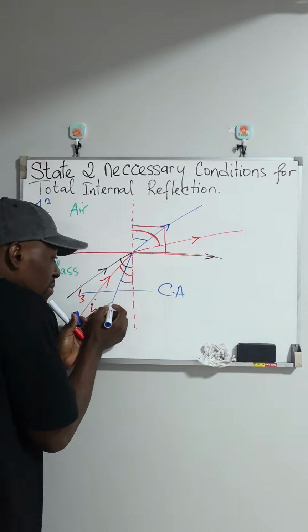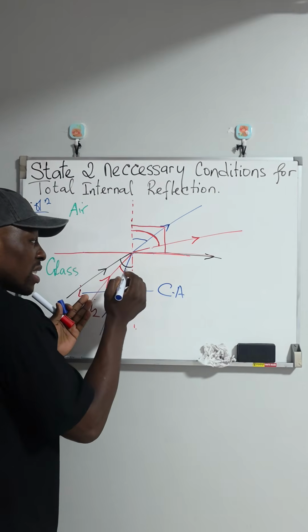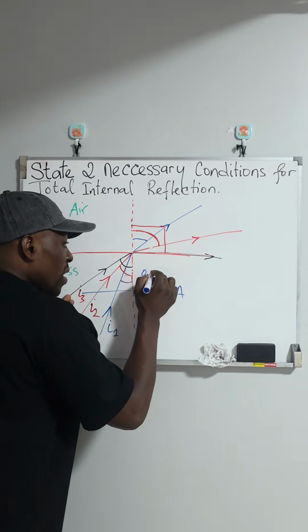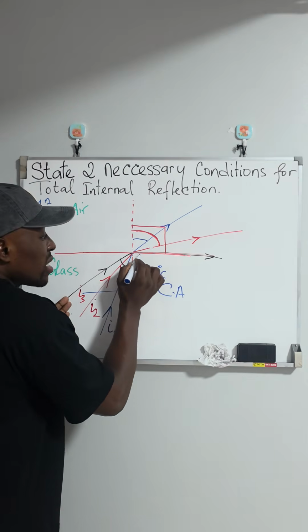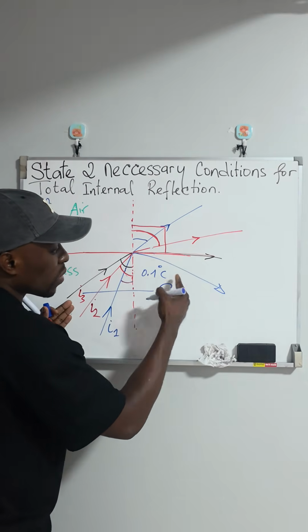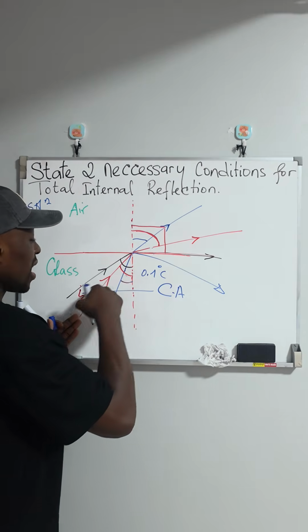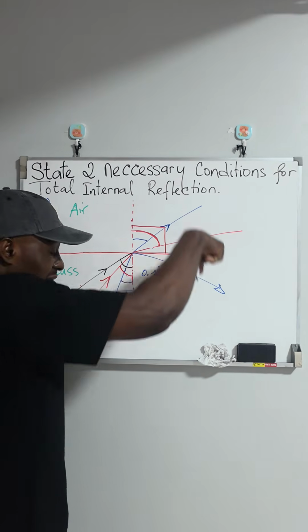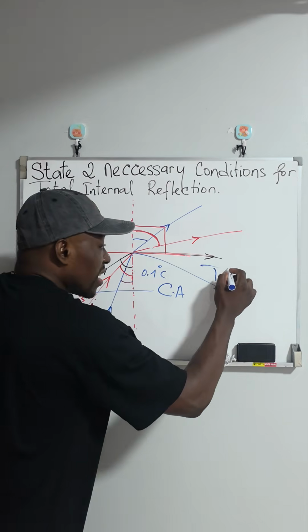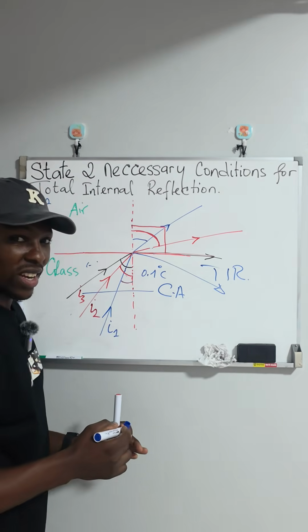If we follow this same tendency, we will notice that if we increase this critical angle even just by 0.1 degrees, this refracted ray will now follow this kind of pattern, which means the ray finds itself in the medium of origin, and this is what we call total internal reflection.